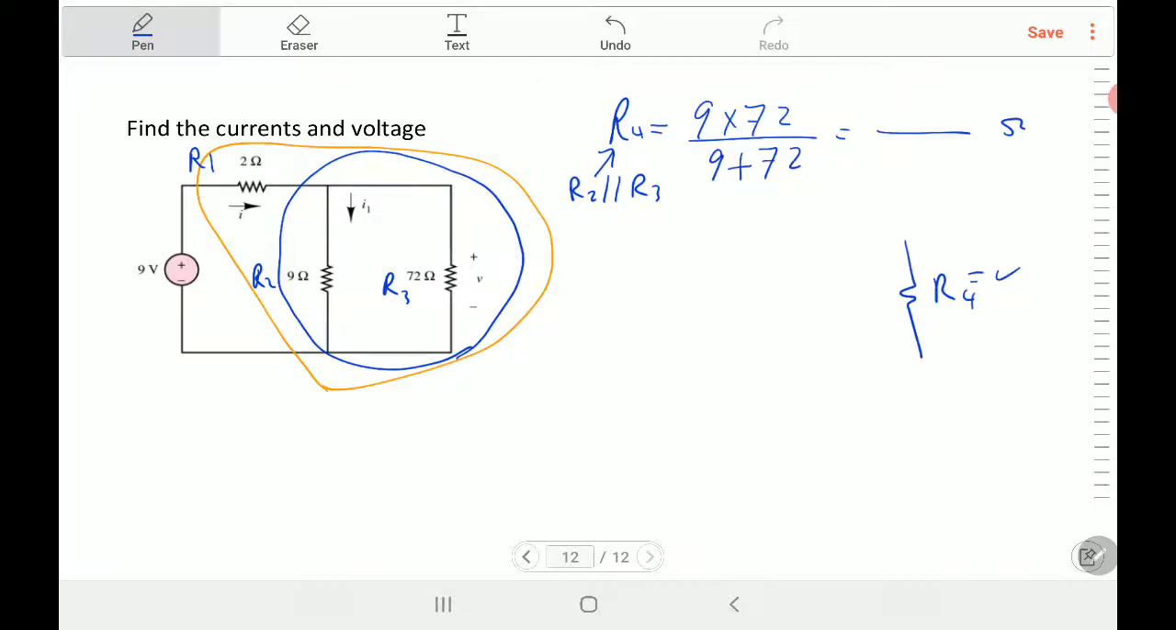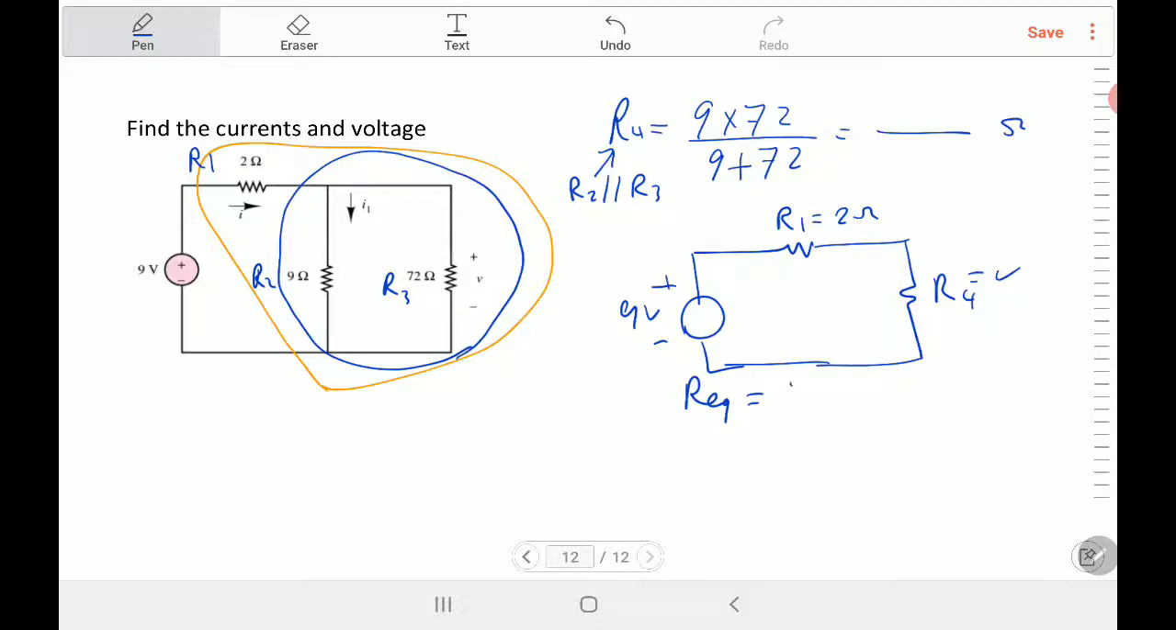You calculate it with the calculator, so you can study the lecture while you are doing it, and you get R4. Here R1 is equal to 2 ohm. So R1 and R4 are now in series. So now the R equivalent will be equal to R1 plus R4, 2 plus R4. R4 is known, just calculate. You get R equivalent.